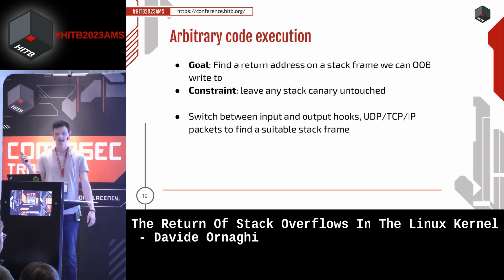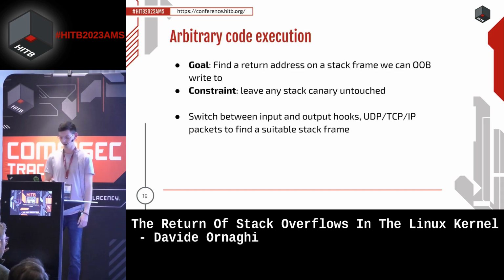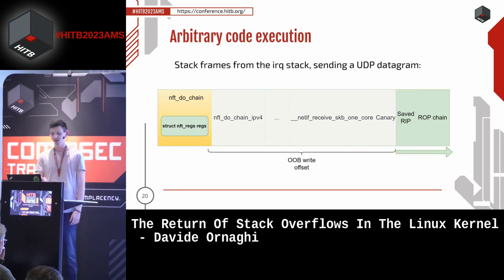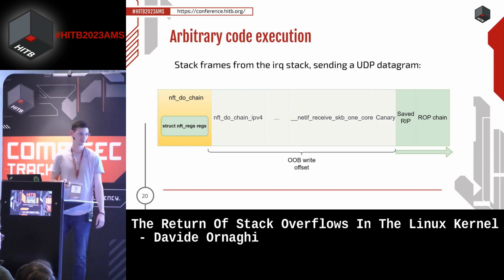You can fiddle with input-output hooks. As I mentioned before, you can use UDP, TCP/IP packets and find the stack frame that's most suitable. And you end up with this condition where you can actually start from the OOB write offset and write your ROP chain starting from it.